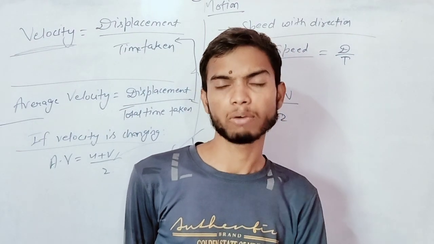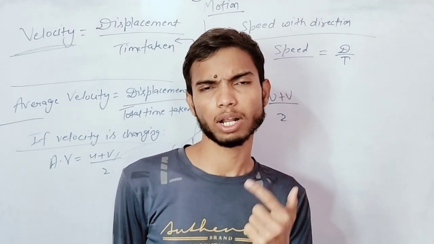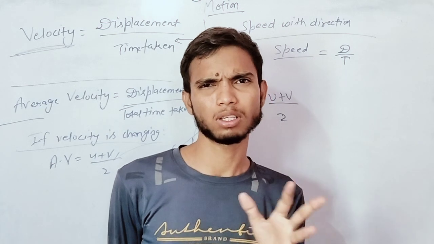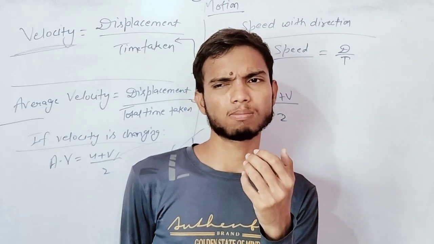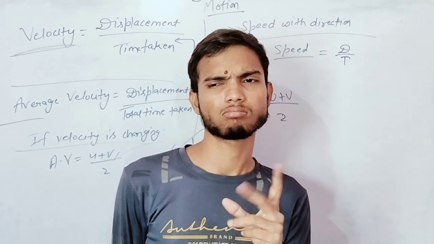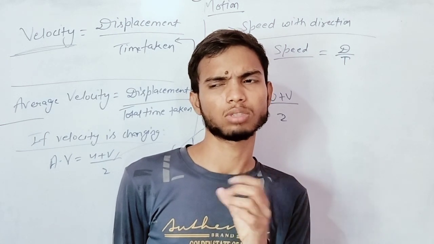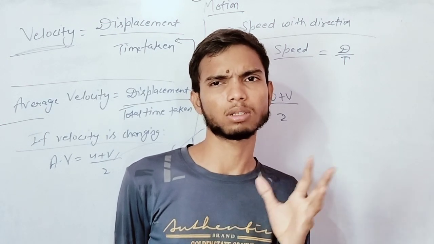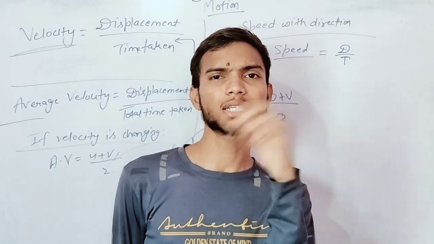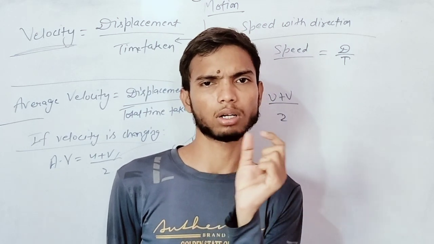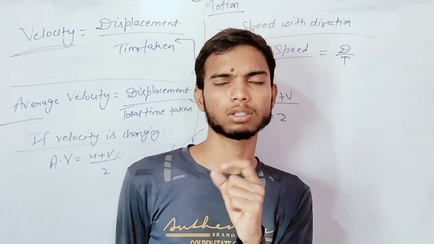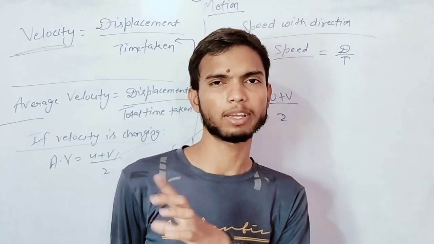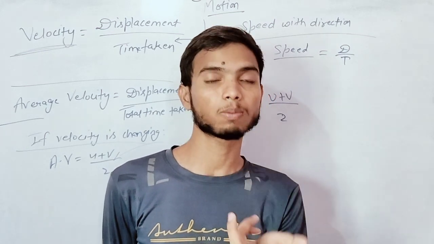Here, for average speed, it is u plus v, upon 2. It is showing initial speed and final speed. It means if the speed is changing, then we will take u plus v. U is the initial speed, v is the final speed. Here I am saying the word speed.